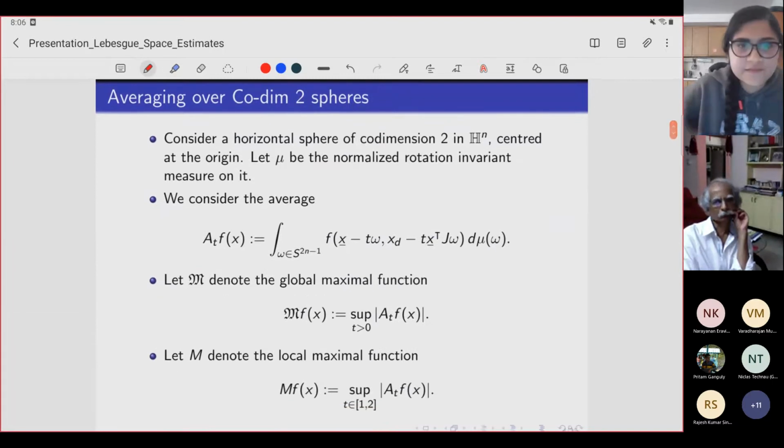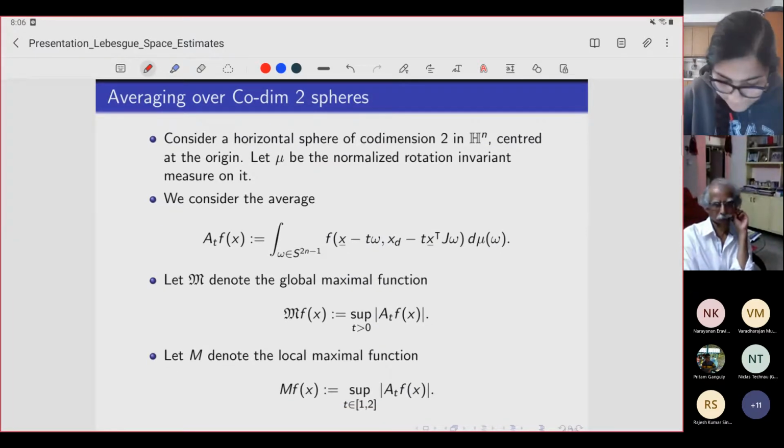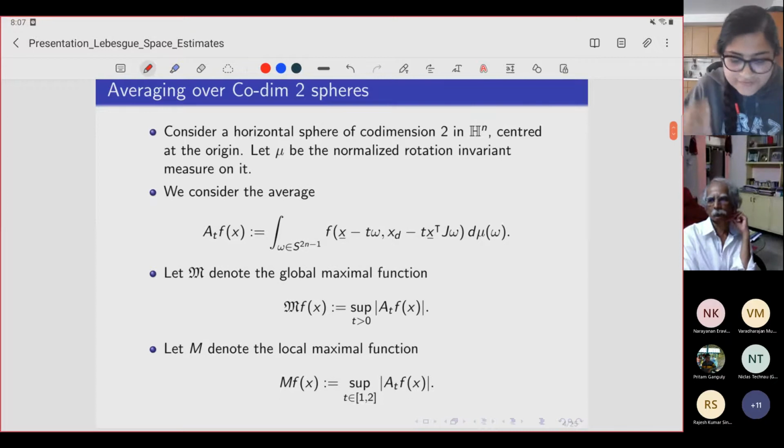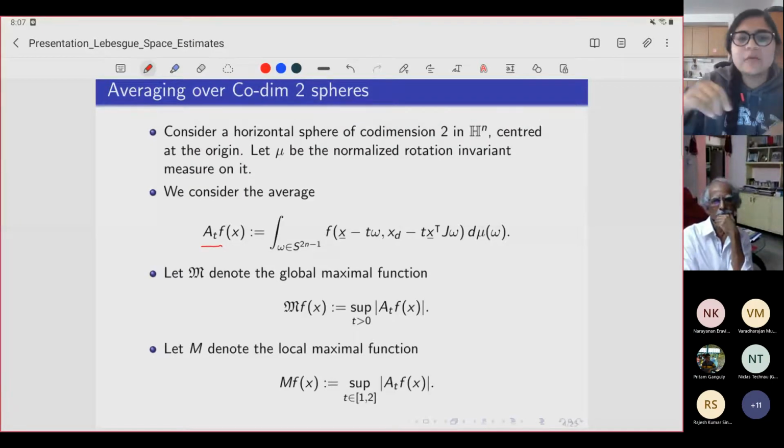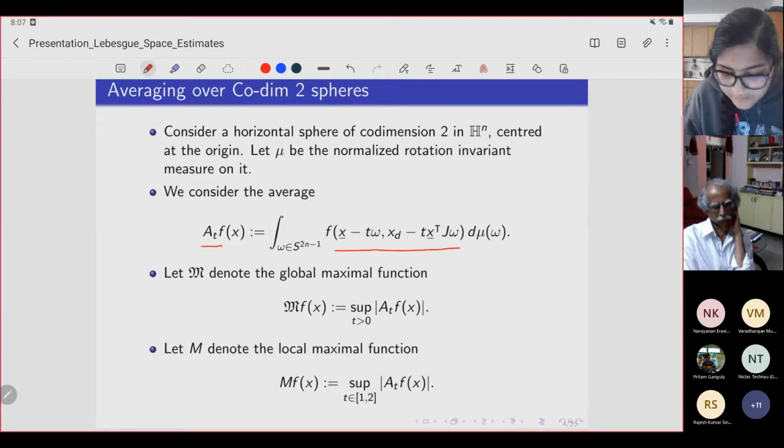So let's see, averaging over codimension 2 spheres. Let's consider this horizontal sphere of codimension 2 in the Heisenberg group centered at the origin. And let's consider a normalized rotation invariant measure on it. And then we consider the average on the sphere. A_t f evaluated at x is the operator which returns the average of the function f on this codimension 2 sphere centered at x and of radius t. But because of the nature of the product on the Heisenberg group, you have this in the first 2n coordinates. But again, in the last coordinate, this matrix J comes up.